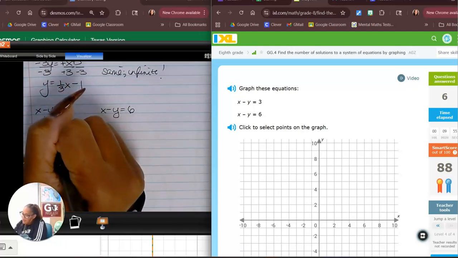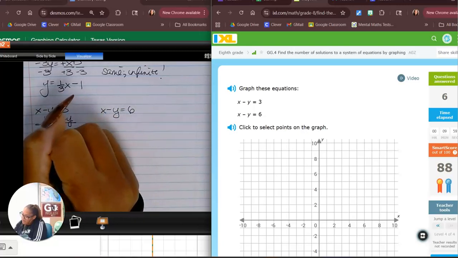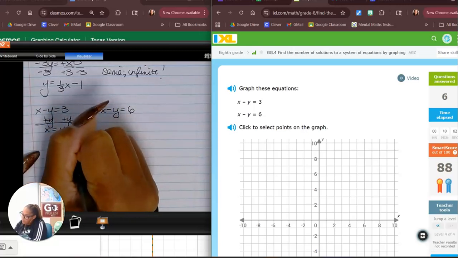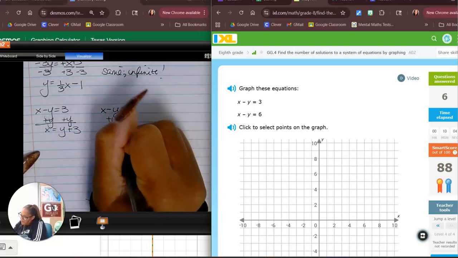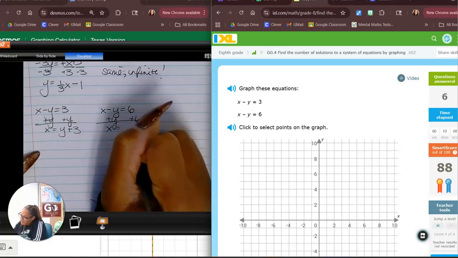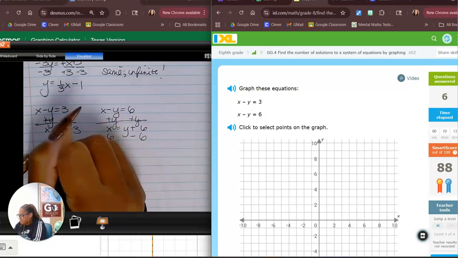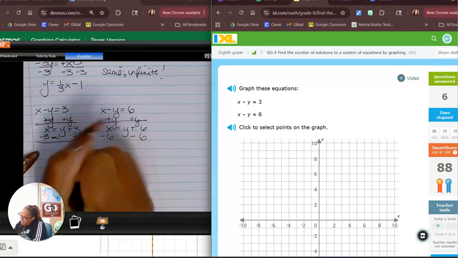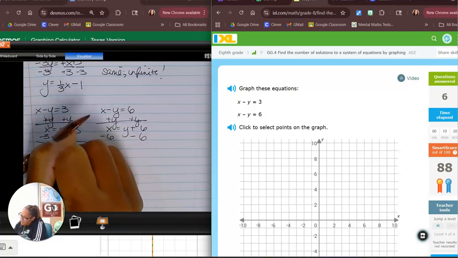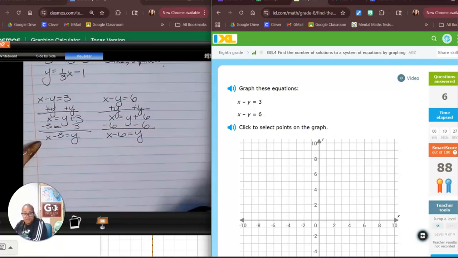So I would like to add y to both sides. So then I have x equals y plus 3. And then I will add y to both sides over here. And then I have x equals y plus 6. And then I can subtract 6 and subtract 3. Whoops. And then I have x minus 3 equals y. And then I have x minus 6 equals y over here.